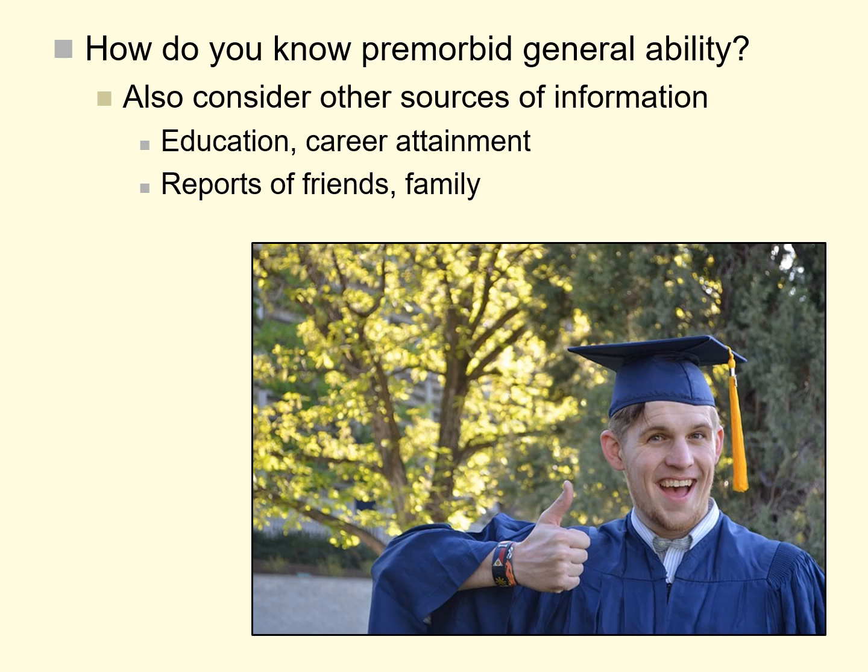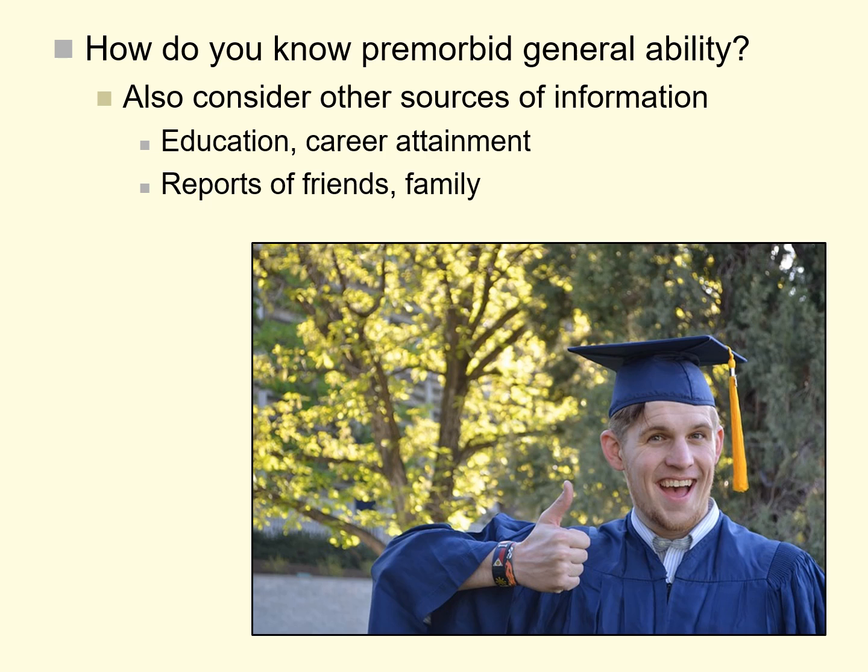Likewise, if we have reports from friends and family members that this person was always sharp-witted and intelligent and thoughtful in years and decades past, but in recent times has become much more quiet and withdrawn and confused, then that looks a lot like dementia. So we have different sources of information.